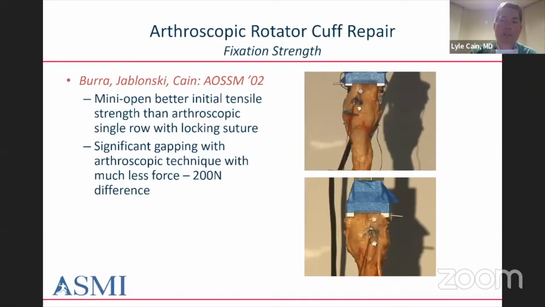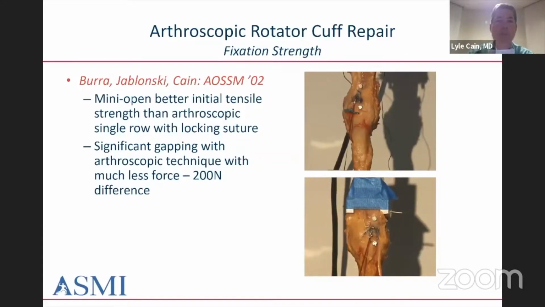And so if you watch these Instron pulls, the tendon pulled away from the bone with about 200 newtons less force with the arthroscopic technique than it did mini open. So not nearly as good. So that was a failure. We published that in AJSM, I believe, in 2003.